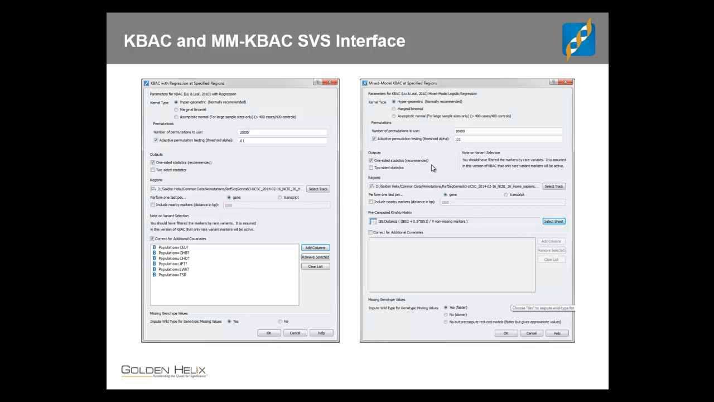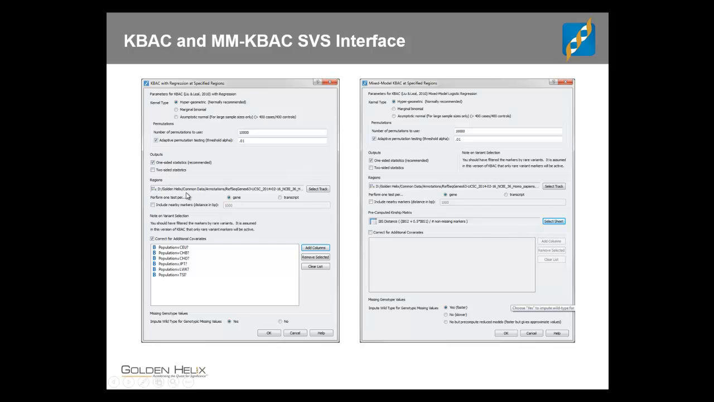And just to show how easy the interface in SVS is, I just want to point out the dialogues for KBAC and mixed model KBAC. All of the options are very clearly laid out and easy to specify. When I was trying to run alternative tools in R, I was having a lot of issues with making sure that I had all of my parameters specified appropriately. And they also ran only on a single gene or set of variants at a time.